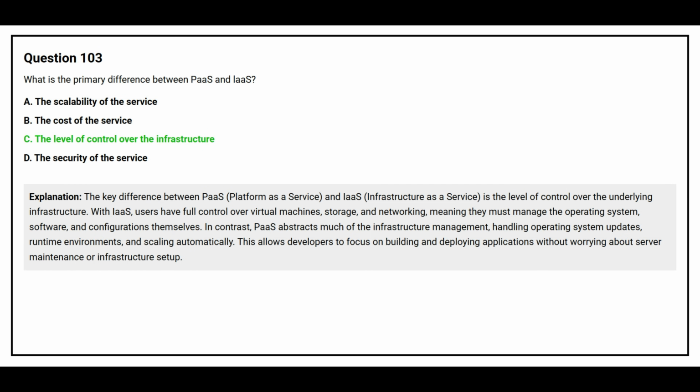The key difference between PaaS, Platform as a Service, and IaaS, Infrastructure as a Service, is the level of control over the underlying infrastructure. With IaaS, users have full control over virtual machines, storage, and networking, meaning they must manage the operating system, software, and configurations themselves. In contrast, PaaS abstracts much of the infrastructure management, handling operating system updates, runtime environments, and scaling automatically. This allows developers to focus on building and deploying applications without worrying about server maintenance or infrastructure setup.